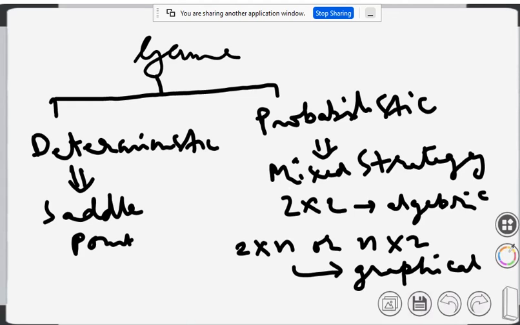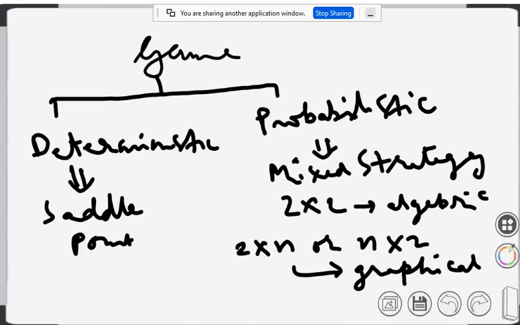For finding out the saddle point, from the pure matrix we find out the row minimums and column maximums, and then find out the max of row minimum and the minimum of column max. If they coincide, if they are equal, then there is a saddle point and that game is deterministic. After that we write down the optimum strategy of both the players, and the deterministic game is over. And if the game does not have a saddle point, then the game becomes a probabilistic game.